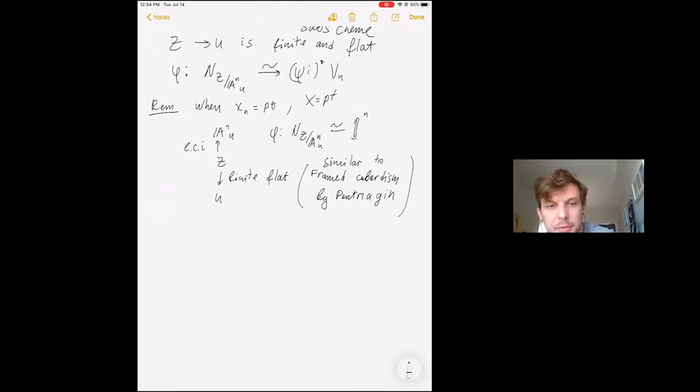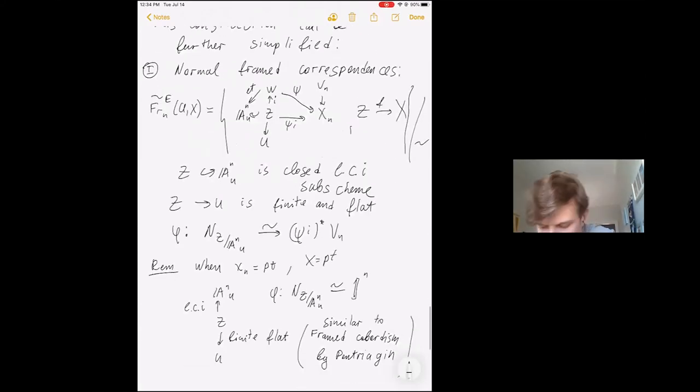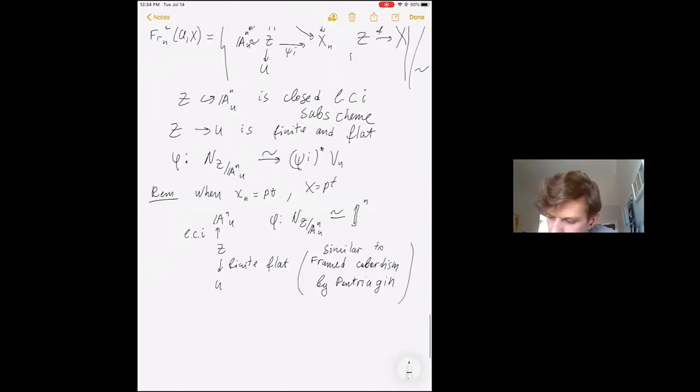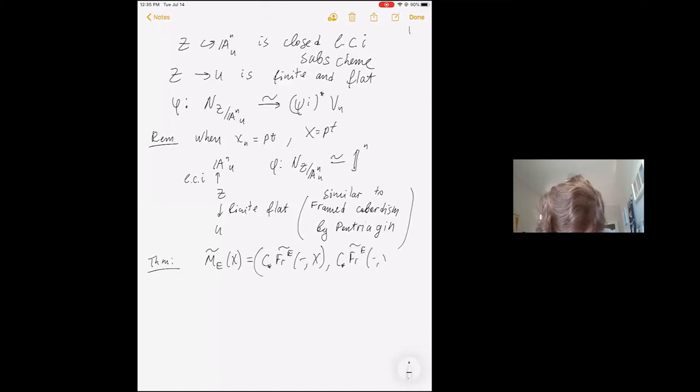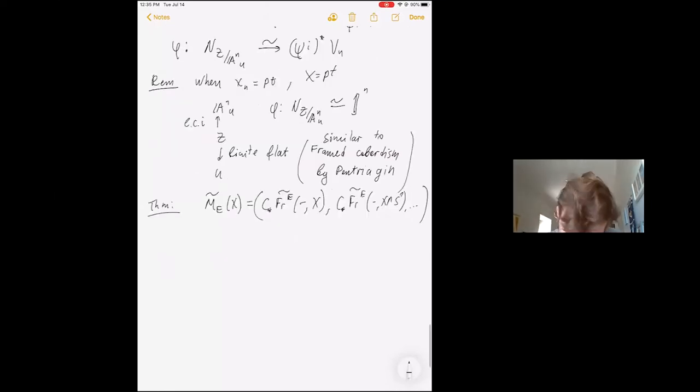Okay. So that's the first reduction step we need: instead of the whole framing, we just keep track of the isomorphism on the normal bundle of the supports. We're going to call Z here the support of the framed correspondence. So it turns out that instead of the whole framed correspondence, we can just consider the isomorphism of the normal bundle of the support with the bundle induced from Vn, right? Then the theorem says that if I construct in the same way the normal frame motive M E tilde of X, which is just C_* Fr E tilde of X, and so on, then M E tilde.